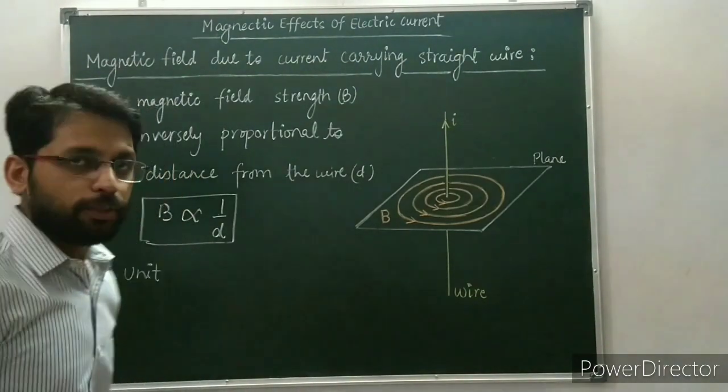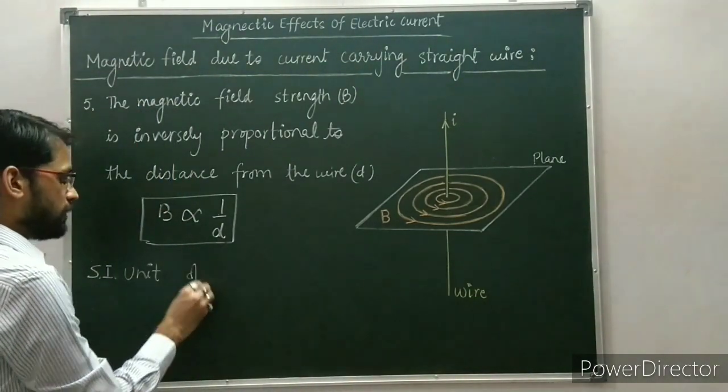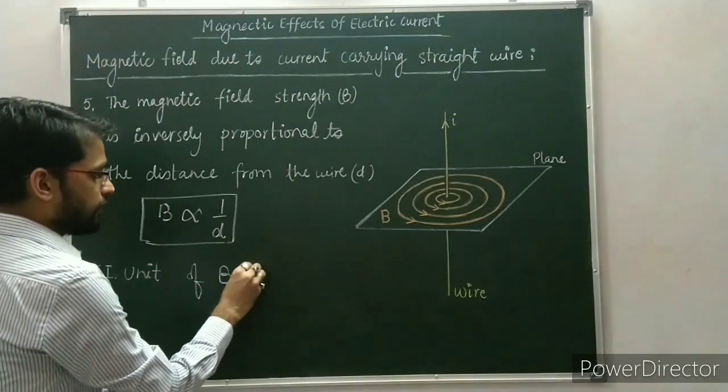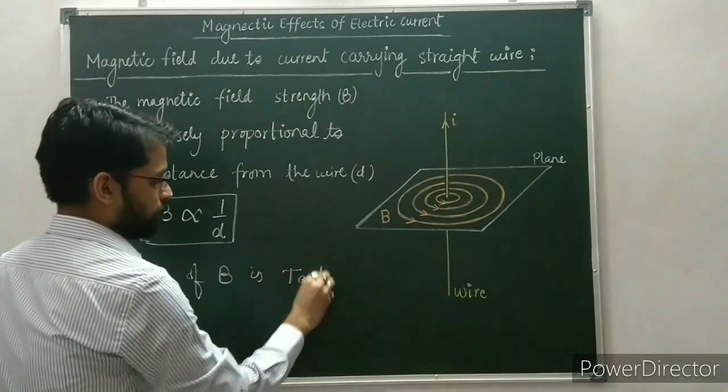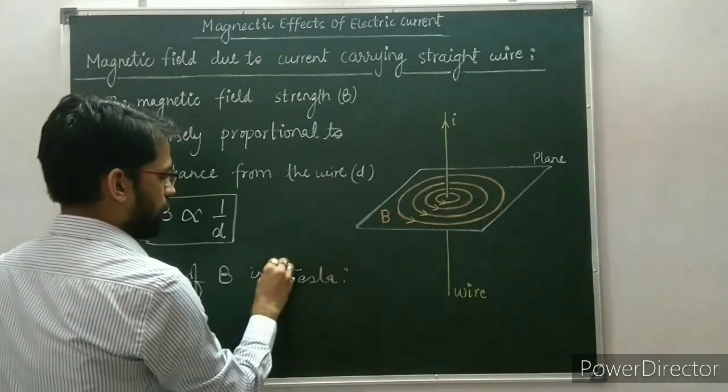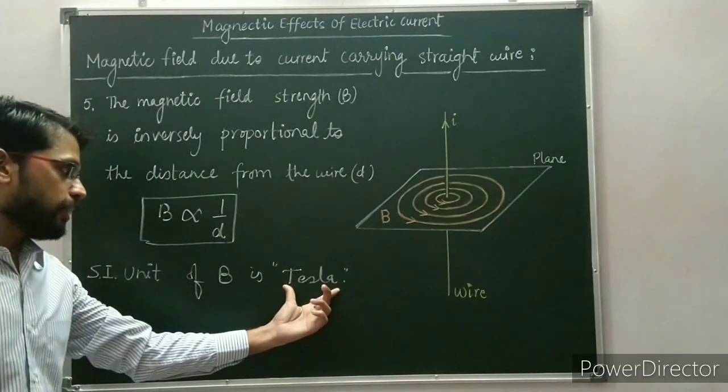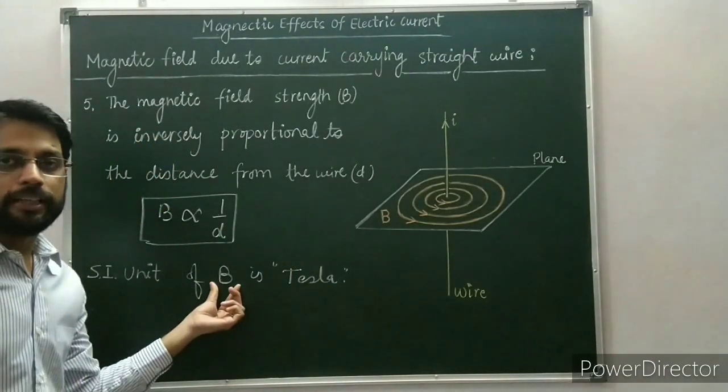And the SI unit of magnetic field strength is Tesla. So Tesla is the SI unit of magnetic field strength.